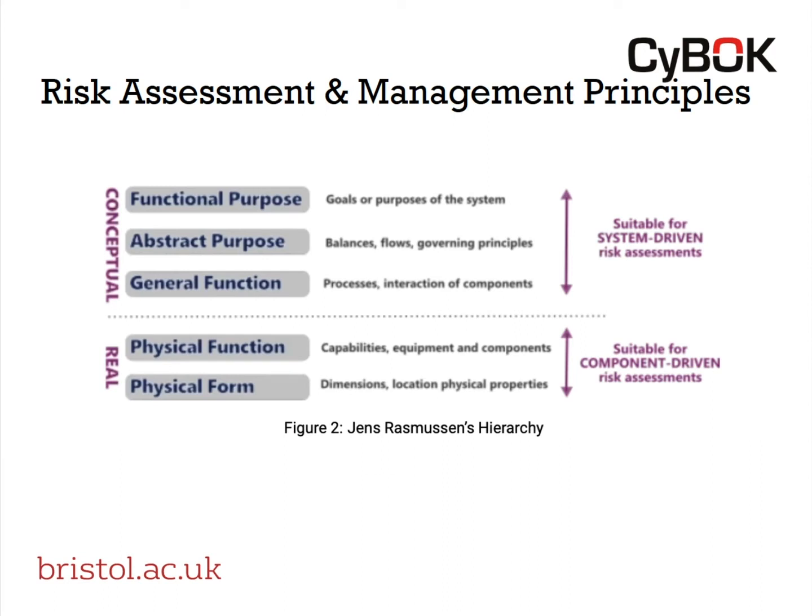This diagram of Rasmussen's hierarchy is particularly useful for capturing this. You've got the difference between the conceptual at the higher level, system-driven, more about functionality, abstract purpose, and general function. When it comes down to the real, you're looking at more physical function, physical form, components, devices, capabilities, equipment, and so on. Obviously, they're linked, but the complexity involved at the system level enables us to capture interdependencies and how failure of different physical functions and form will have an impact on the overall general purpose. So finding a balance between the two is key.